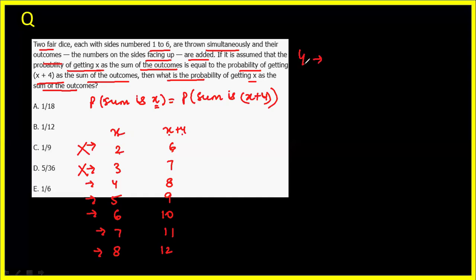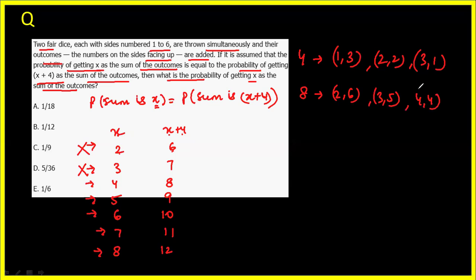So how many cases of getting 4? It is 1, 3. It could be 2, 2. It could be 3, 1. Yes or no? Now, what will be the number of ways of getting an 8? So it will be 2, 6. It will be 3, 5. It will be 4, 4. It will be 5, 3. It will be 6, 2.